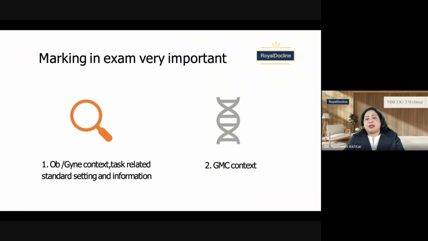Marking in the exam is very important. How is marking done in the exam? It is done in two ways. One is the OBGYN context, which is task related, standard setting, and information. This is how the RCOG says you have to mark in the exam. And the second one is from the GMC context. So let's see what they are.